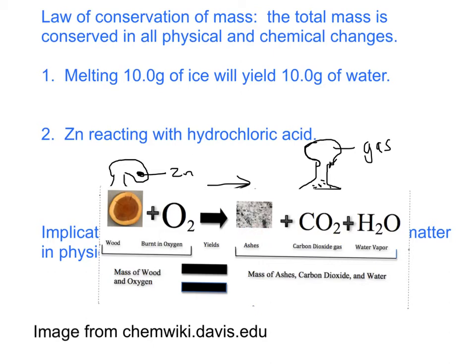But if you keep track of all that, if you combust it, burn it, and you keep track of the ashes, and you keep track of these two gaseous products that are given off, you're going to find that the mass of wood and oxygen that you had going into the reaction is exactly equal to the mass of the products after the reaction. Again, mass is conserved.